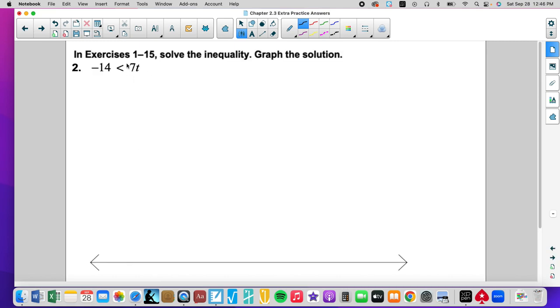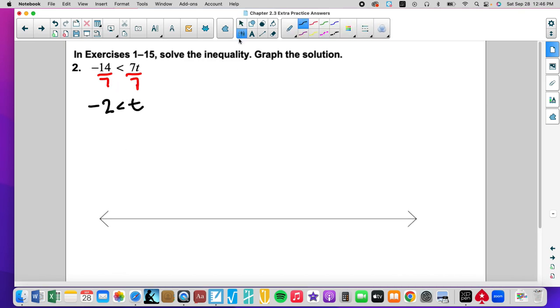We have, again, what's happening to the variable. 7 is being multiplied. The inverse of multiplying 7 is dividing by 7. This gives us -2 is less than t. I don't flip any inequality. Just because I have a negative doesn't necessarily mean I flip it. I divided both sides by a +7, so I don't have to do anything to the inequality.